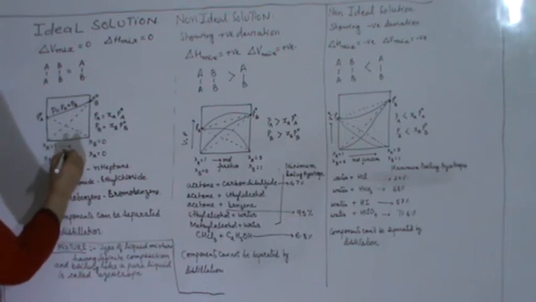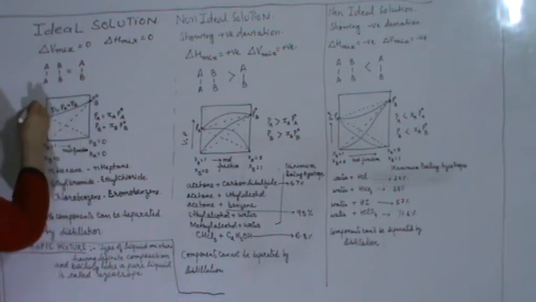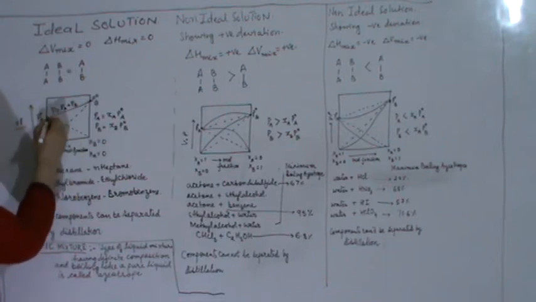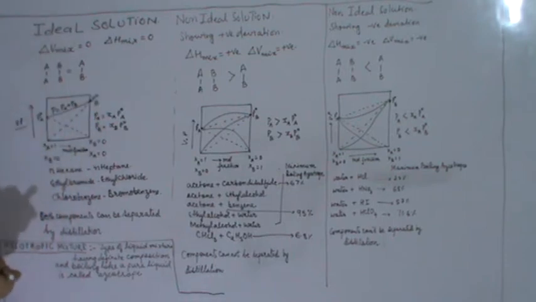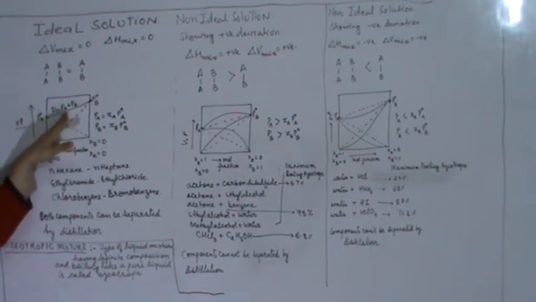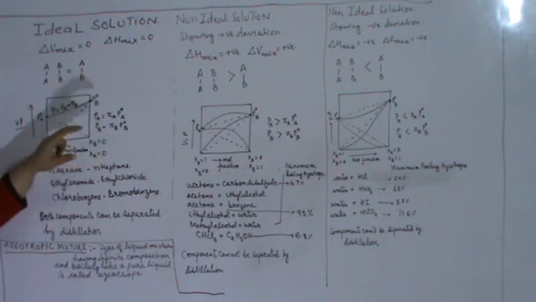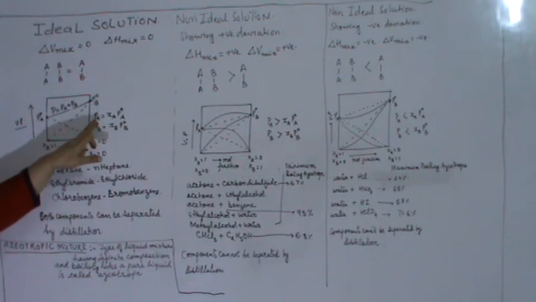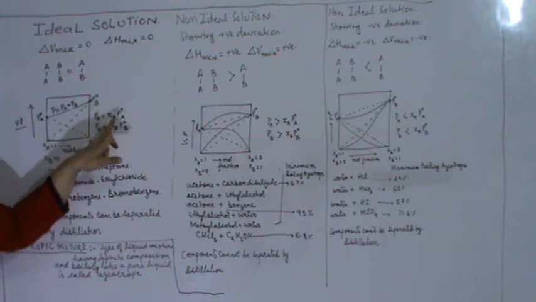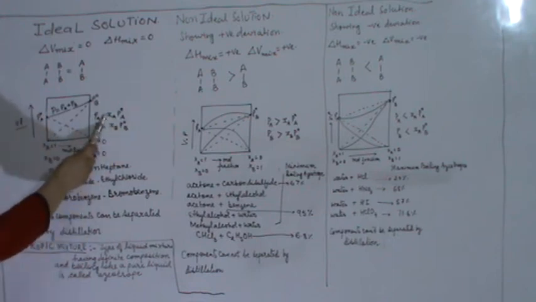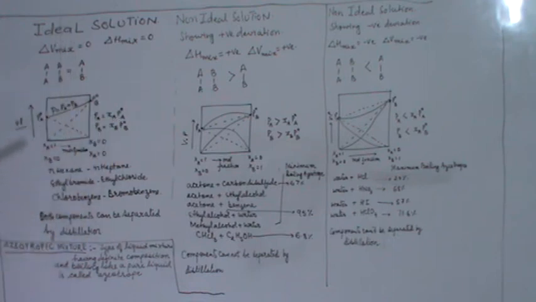taking mole fraction on the x-axis and vapor pressure on the y-axis, we get a straight line over here, where the pressure of the solution can be given as the sum of the partial pressures of both the components. And partial pressure we can calculate with the help of Raoult's law, which states that partial pressure of the component is always equal to the product of the mole fraction and its pressure in the pure state.